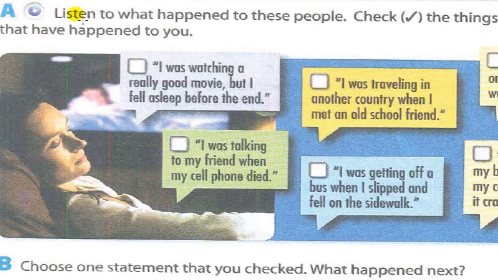A. Listen to what happened to these people. We check through the things that have happened to you. 1. If this happened to you, make true. If it didn't happen to you, make false. I was watching a really good movie, but I fell asleep before the end. Before watching the end of the movie, I fell asleep.